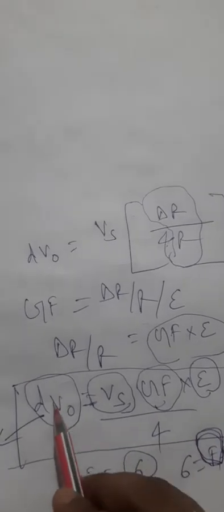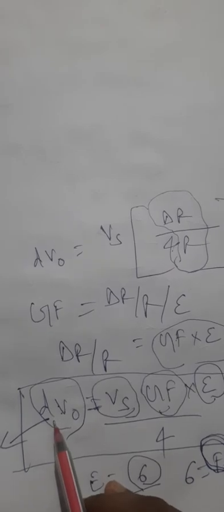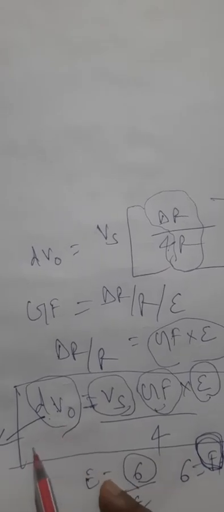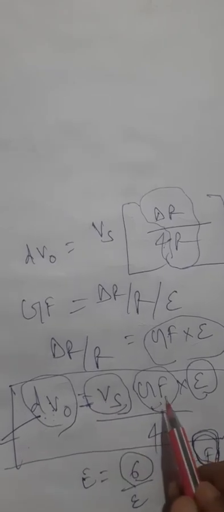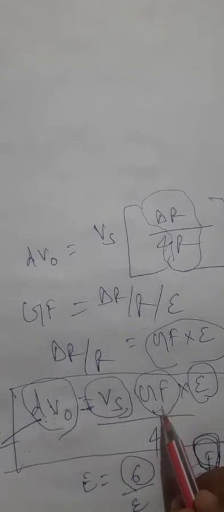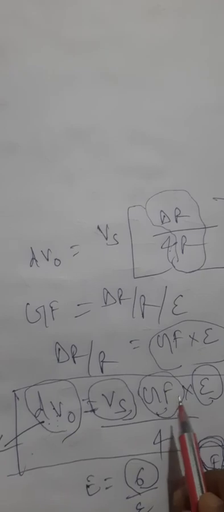From the galvanometer reading you can find out the voltage difference, that is dV0. The supply voltage you know. The gauge factor you can find from the strain gauge sensitivity, which is mentioned while purchasing the strain gauge. From here you can calculate the strain, and from the strain you can ultimately find out the force value.